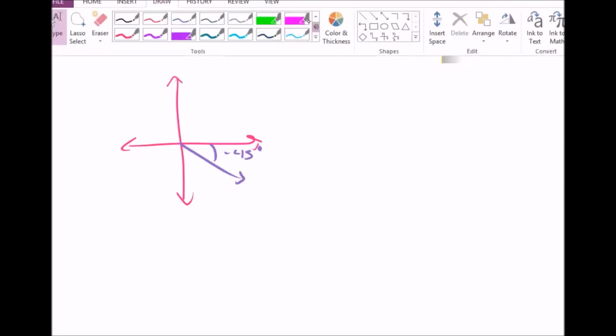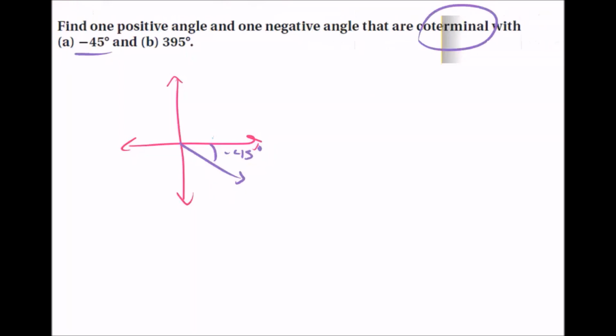So what we've got to do is just start drawing pictures. We want to start with a positive angle. Positive angles go this way, and it has to stop right here to be coterminal with it. And we need to know how much that is. Well, it's 360 degrees minus 45 degrees, right? So a positive coterminal angle would be 315 degrees.